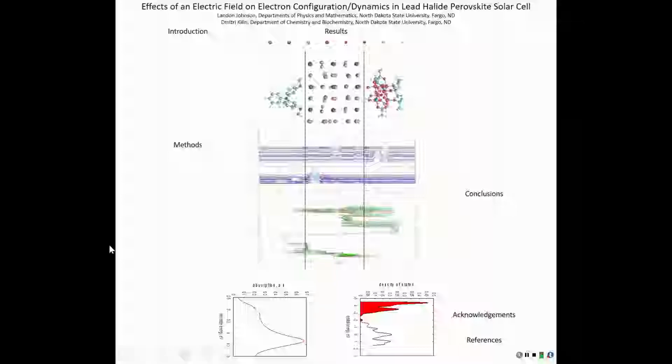So I'm looking at the effects of an electric field on a perovskite solar cell architecture with a hole transport material and an electron transport material.